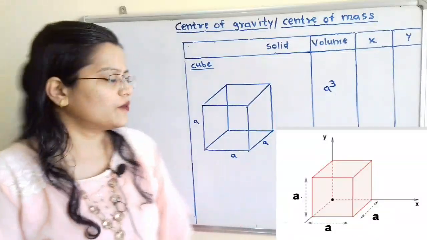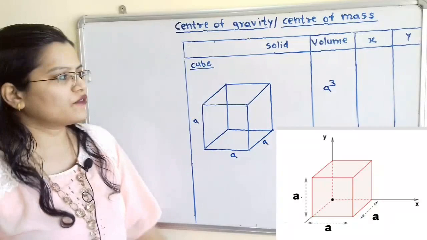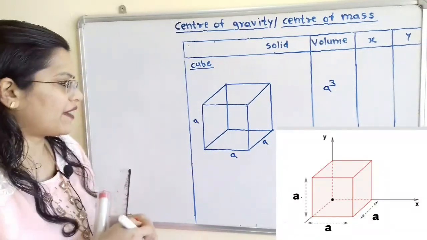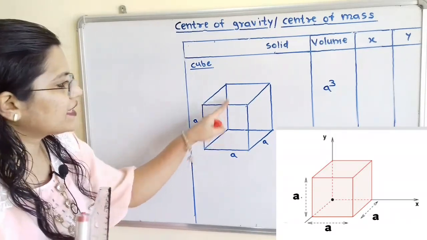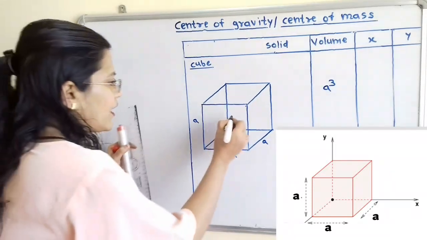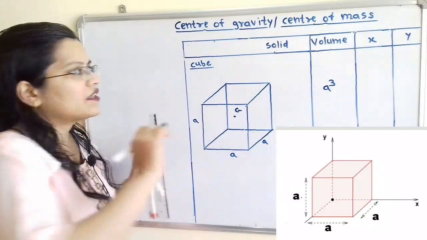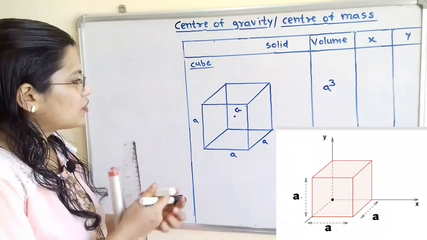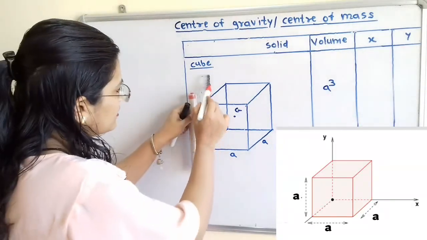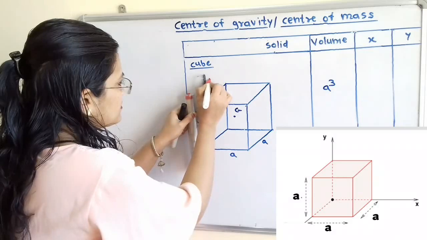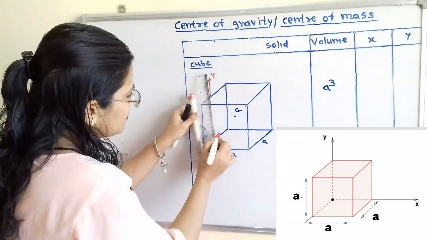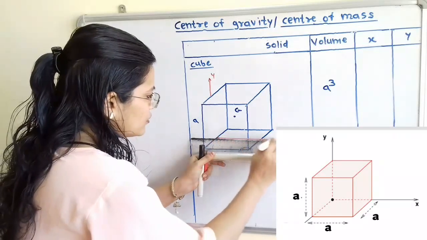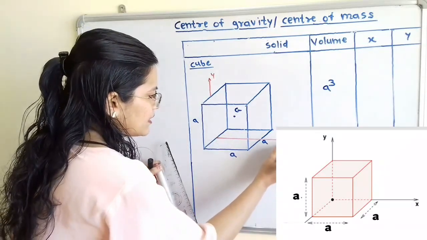Next solid is a cube, whose each side is equal to a. Then the volume of the cube is equal to a cube. Now we will plot the center of gravity point. It is at the center of this cube, so I will plot here point G. Now how to find out the value of x and value of y? I will draw here one vertical line, that is known as the y-axis, and from the center of this side I will draw one horizontal line, that is known as the x-axis.